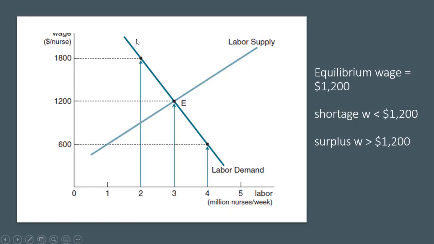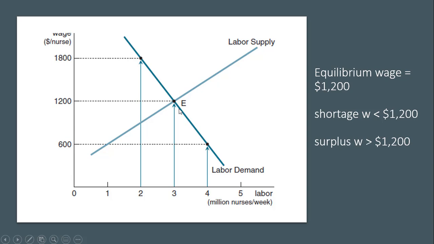So here we have the downward sloping labor demand curve representing the marginal value of labor, and here we have the upward sloping labor supply curve representing the marginal cost of labor. Equilibrium occurs where the quantity demanded of labor equals the quantity supplied of labor, and that occurs at 3 million nurses. Only at 3 million nurses does the quantity of labor demanded equal the quantity of labor supplied. And that occurs at the equilibrium wage here of $1,200.